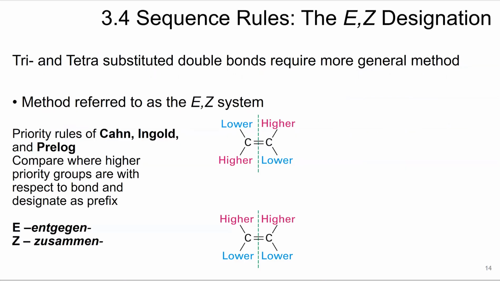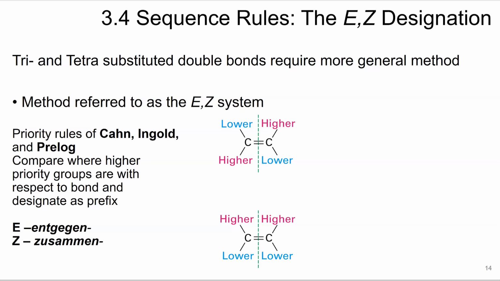If you have alkenes that have more than one group on it, or very different groups, such as tri and tetrasubstituted double bonds, we can't just use the cis-trans method. We use something called the EZ system, and we use the priority rules of Cahn, Ingold, and Prelog, which is kind of what we did already. We just use the atomic number to figure out what has a higher priority and a lower priority.